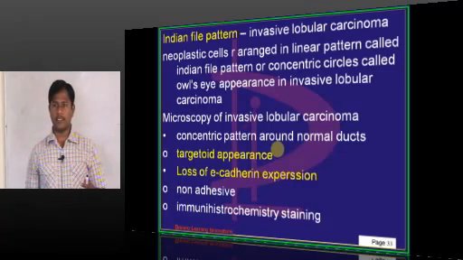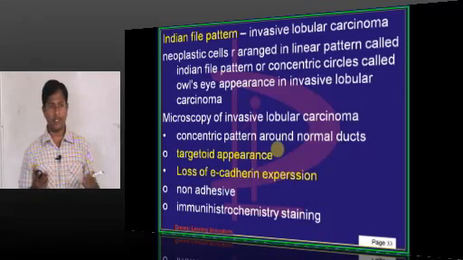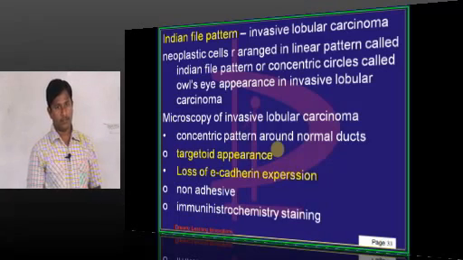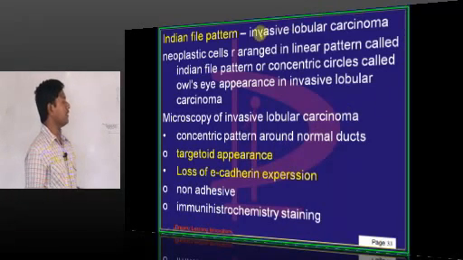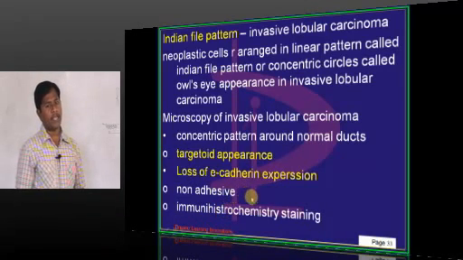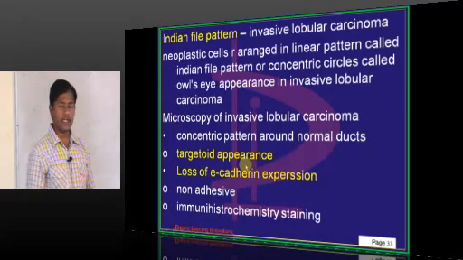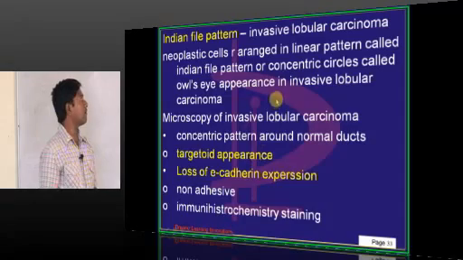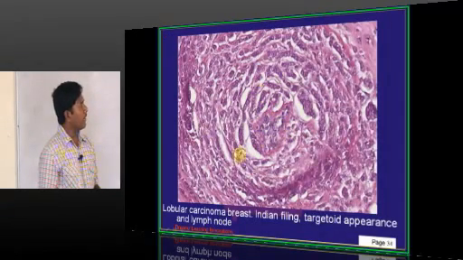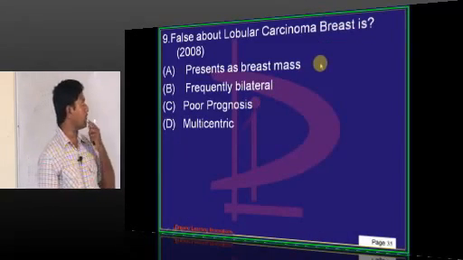I think you know that E-cadherin is a structure which forms cell-to-cell interactions. When there is a loss of cell-to-cell interactions, you get more metastasis, and there is a high risk for malignancy. So loss of E-cadherin will be seen, and most likely you will identify it by immunohistochemistry. Okay, the pattern is the targetoid pattern. This is very important. This is a case of Indian filing, a targetoid pattern. Right. What is false about lobular carcinoma of the breast?